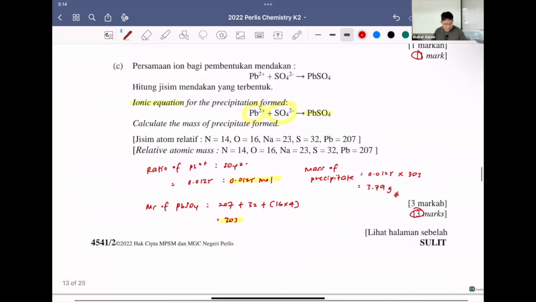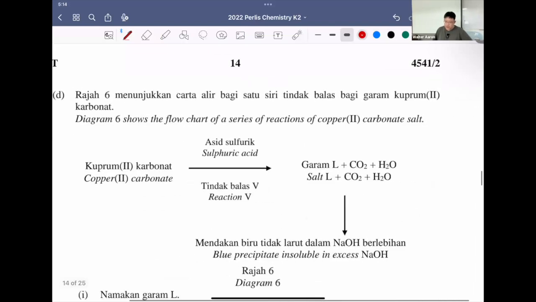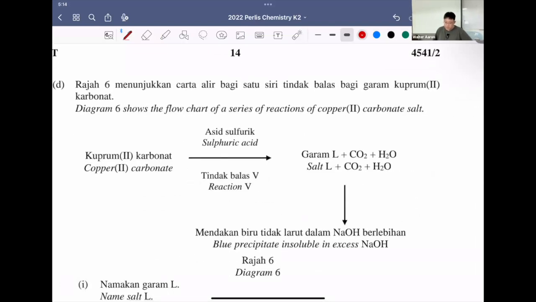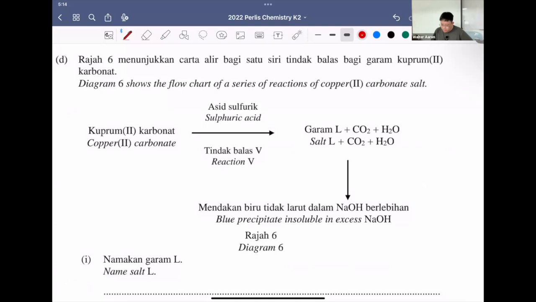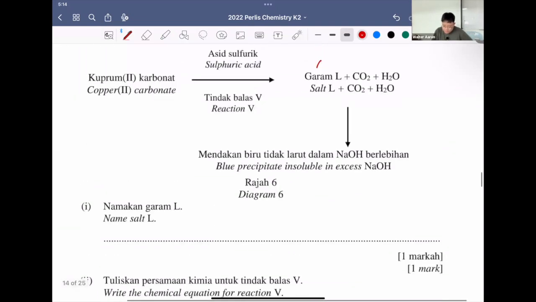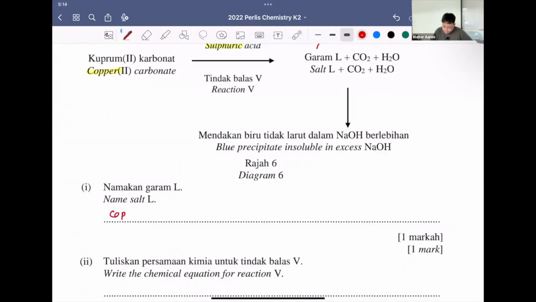All right. Now let's move on to the next question, D. Diagram 6 shows the flow chart of a series of reactions of copper carbonate salts. Copper carbonate reacts with sulfuric acid to give you salt L, carbon dioxide, and also water. And that ends up with reaction number 5, okay? Then you get a blue precipitate formed, insoluble in excess NaOH. So what happens here is that the salt being produced is supposed to be copper sulfate, okay? Copper sulfate, because copper carbonate will react with the sulfuric acid to form a sulfate salt. So therefore, the answer here will be copper(II) sulfate.